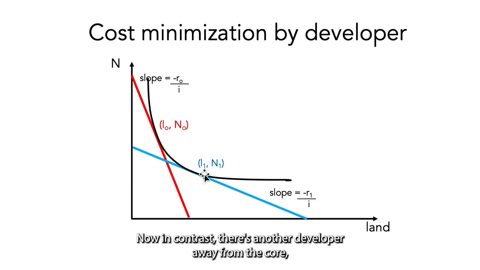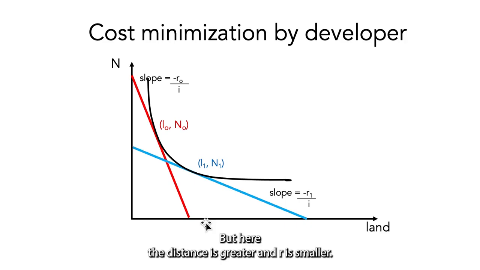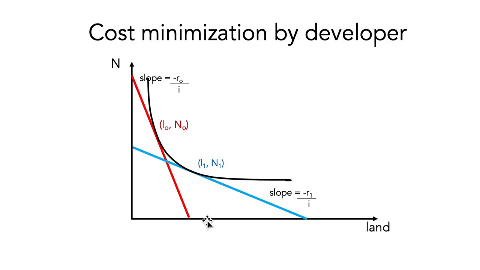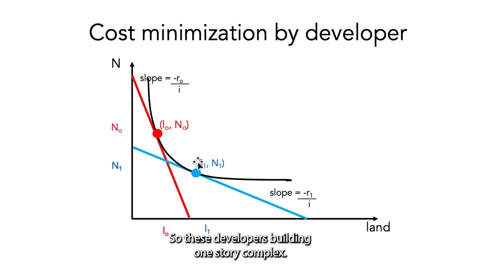Now, in contrast, there's another developer away from the core, and he also wants to build 150,000 square feet. But here, distance is greater and R is smaller. So he faces a flatter isocost line. This R1 is smaller than R0. So his cost-minimizing input bundle is L1, N1. This has less capital and more land than the central city building. So this developer is building a one-story complex. So this would be the difference between them both.